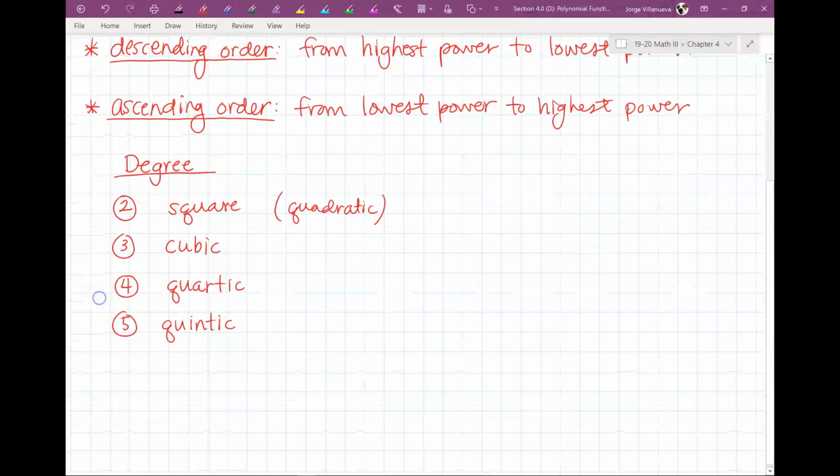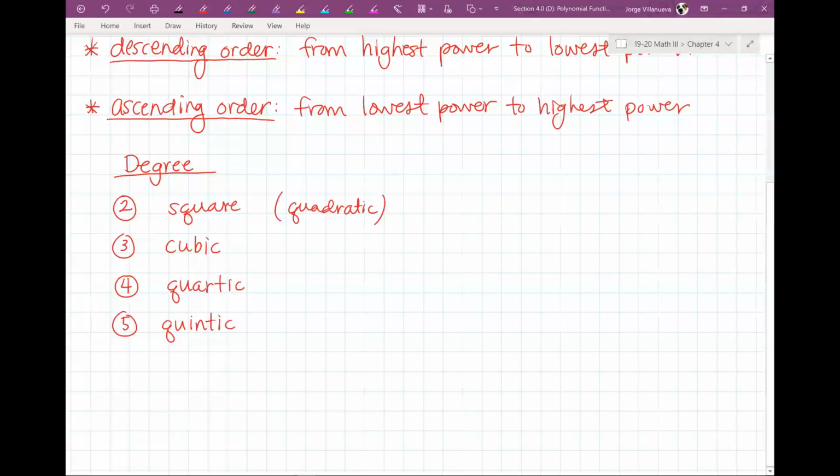And after that, usually we don't even mention quintic. We'll say power of 5, okay? But usually, at the most, they'll mention the 5th power. And after that, they'll just say, okay, it's a polynomial of degree 6, of degree 8, of degree 2, okay? Or a cubic degree, quartic degree, quintic degree, okay?